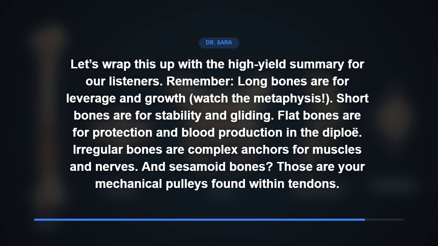Let's wrap this up with the high-yield summary for our listeners. Remember, long bones are for leverage and growth. Watch the metaphysis. Short bones are for stability and gliding. Flat bones are for protection and blood production in the diploe. Irregular bones are complex anchors for muscles and nerves. And sesamoid bones? Those are your mechanical pulleys found within tendons.